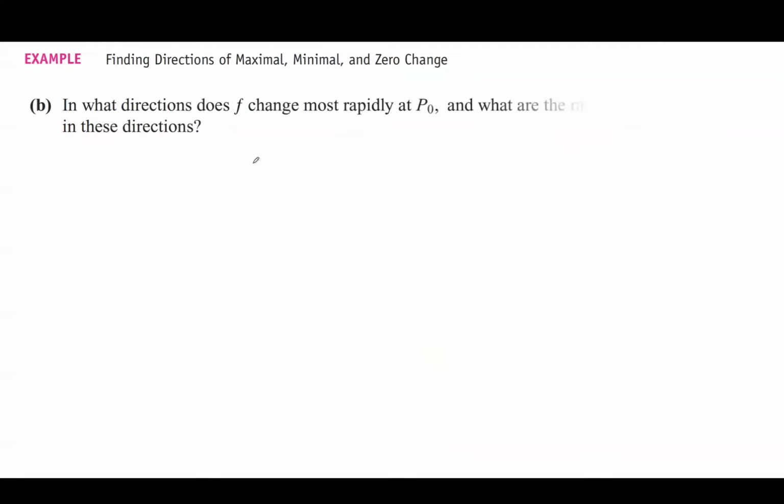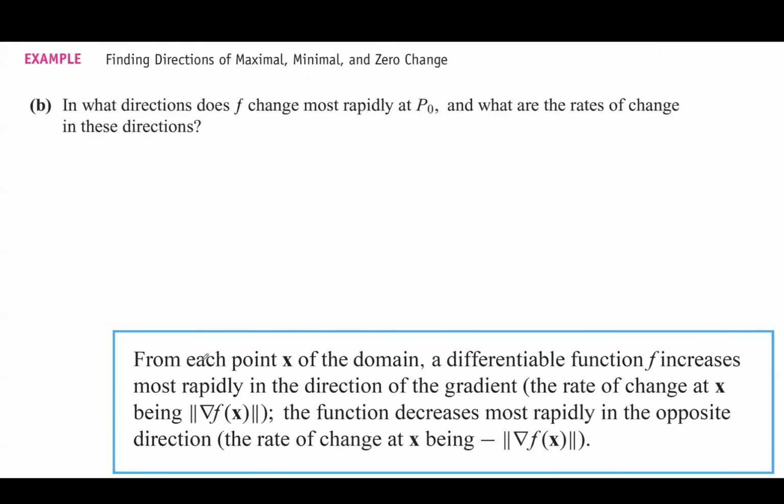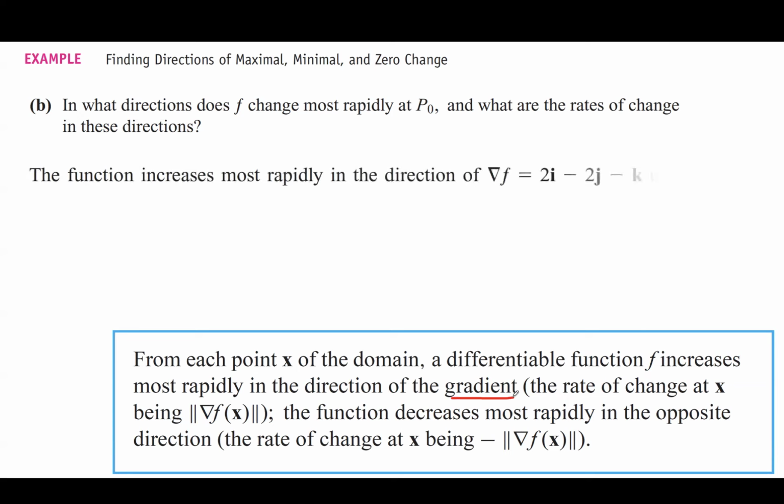So going back to the same question, we are interested in finding the direction where f changes most rapidly at this point. Now, what are those directions? What are those vectors? Remember that for each point like x in the domain, a differentiable function f increases most rapidly in the direction of the gradient. So what you just need to do is find the magnitude of the gradient. We already calculated the gradient in the first part. It is 2, -2, and -1.